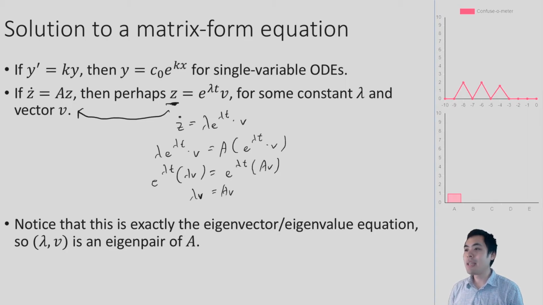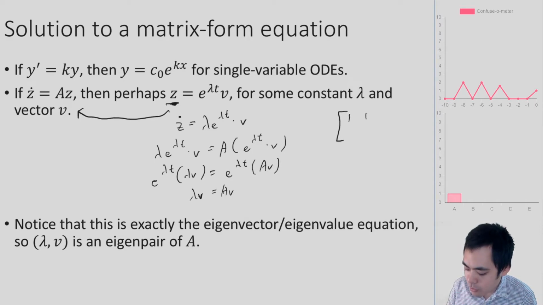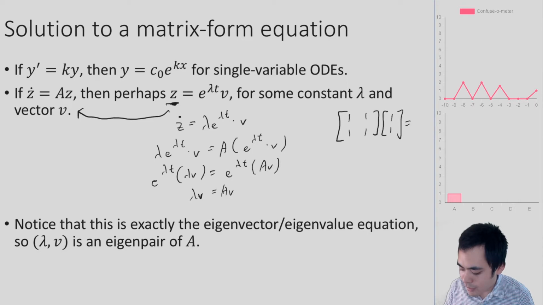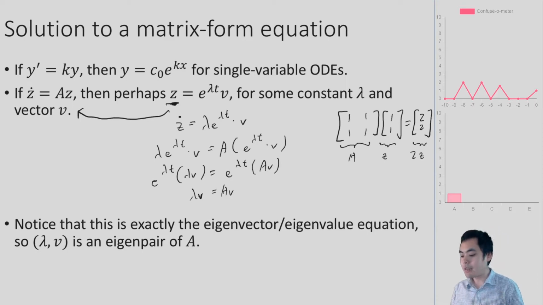So that means that if z equal to e to the lambda t times v is a solution, then lambda, v is an eigenpair. So does A equal lambda? No, so this is something you should remember from our eigenvector discussion. Remember, if you had, say, the matrix [1, 1; 1, 1], and you multiply it by, let's say, [1, 1], then that is equal to [2, 2]. So this here is A, this here is something like z, and this here is 2 times z. And so you had an eigenvalue 2 for this eigenvector [1, 1].